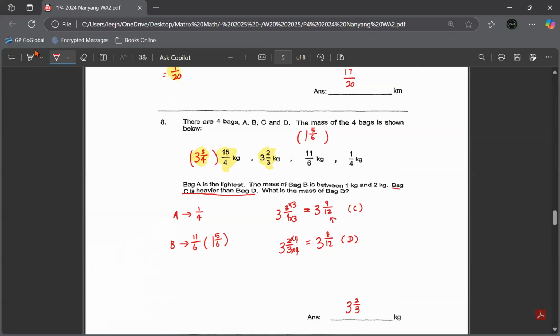Okay, if you don't want to write so much, you can actually write here. You know that this one is A, this is B. So when you calculate already, you know that C is 3 3/4, which is this is C. So D is this one. Understand? Okay, so you always have to work it out before you do your answer.